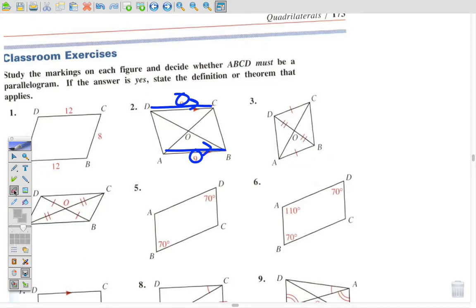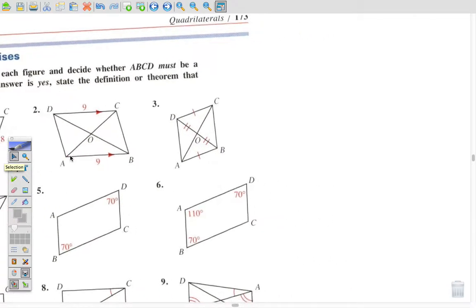I'm not going to go through all these, but just to kind of give you a feel of what this section's about. Let's take a look at number 3. All right, number 3, I noticed that one of the diagonals is cut into 2 equal parts. That doesn't necessarily mean the other one is. So let's see, do I have any of those 5 ways?